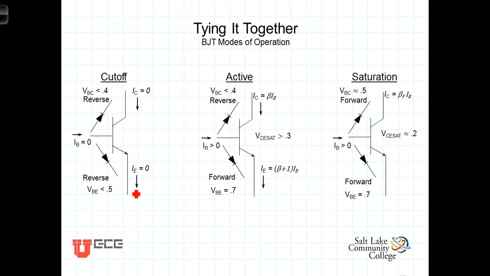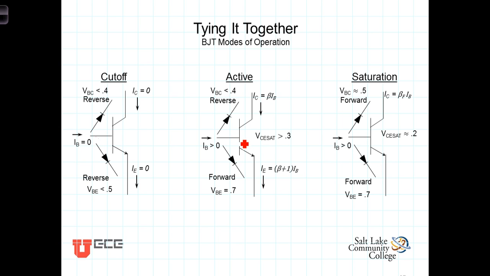This region is referred to as the cutoff region. Both PN junctions are reverse biased. As VBE gets above 0.5 volts, this PN junction starts to become forward biased, and at some point, nominally 0.7 of a volt, we say that the transistor has moved into its active region. The base to emitter voltage at around 0.7 of a volt provides a forward bias on this PN junction, and in the active region there will still be a reverse bias on this PN junction.